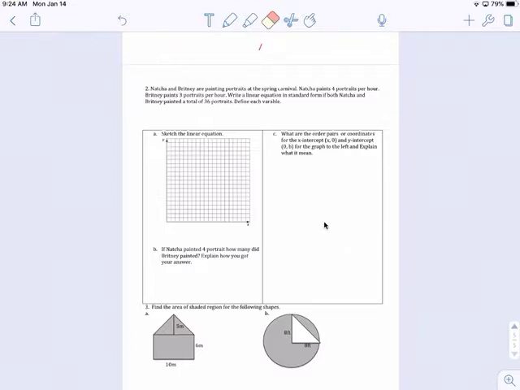Oh yeah, the warm-up is. So I'm going to go ahead and do this so that, well, let me look at tomorrow's homework.